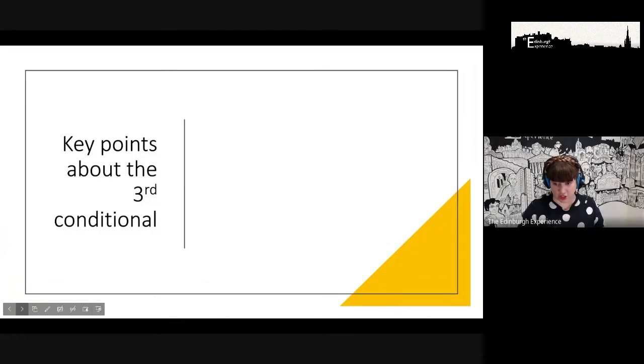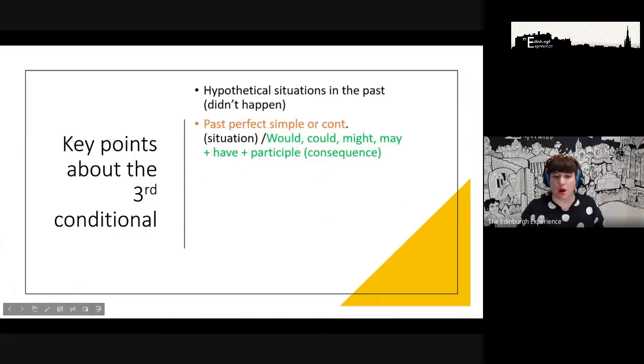Okay, our third conditional, key points to discuss here. We're using it to talk about hypothetical situations, but this time in the past. So that means things that didn't happen. Yeah. So our situation clause will be expressed with the past perfect simple or the past perfect continuous. And our consequence clause, again, can use all of these different modals, would, could, might, may, but to give it that past aspect, we're going to follow it with "have" and a participle. For example, I'd have arrived on time if I'd woken up earlier.